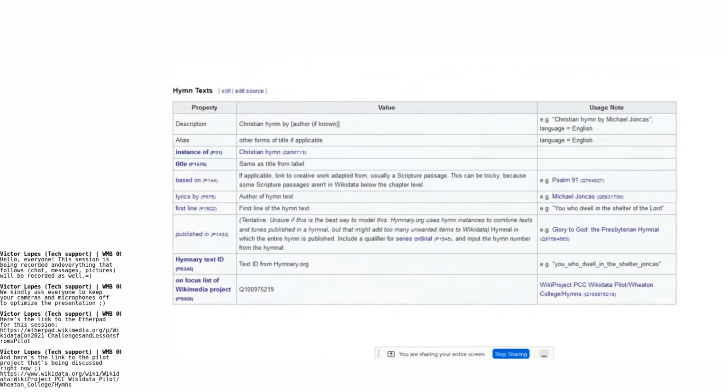Hymn texts and tunes were more challenging to model because there weren't many examples in Wikidata to draw from. The models I've created are also a bit simple, so I may need to propose new properties, such as one for hymn meter, to make them more useful, but I haven't had time to tackle that yet.